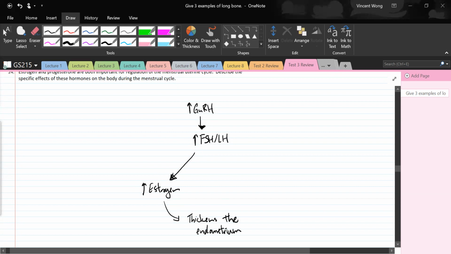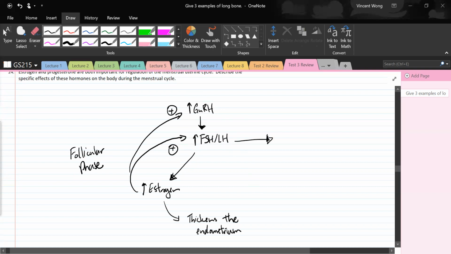And also, at the same time, it's going to go back and have this positive feedback, right? So this is all during the follicular phase. And then the second time, when you have more GnRH and then more LH, that's going to lead to ovulation.